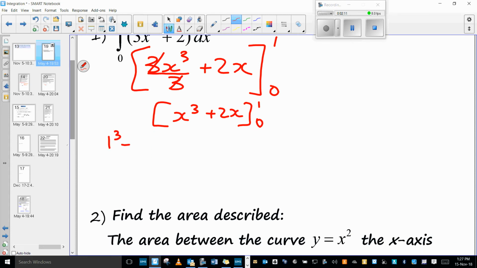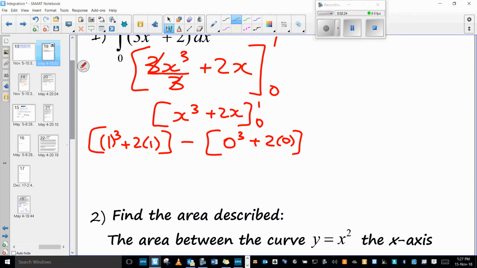So now we substitute those numbers into our equation. So it's 1 cubed plus 2 times 1, and minus 0 cubed plus 0. So that gives us 1 plus 2, which equals 3, minus 0. 3 minus 0. Yep, 3.